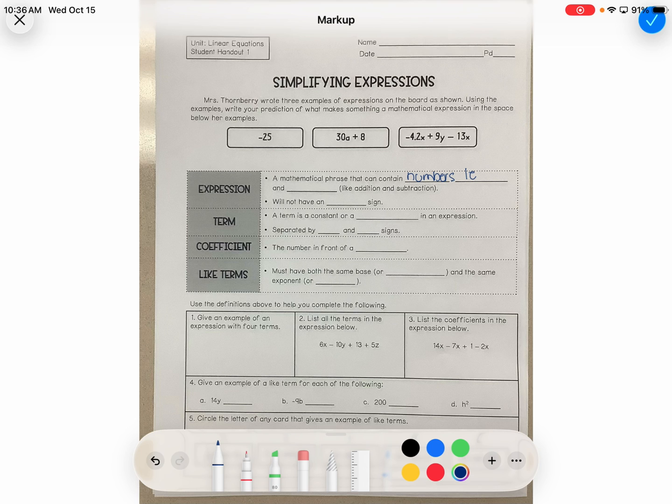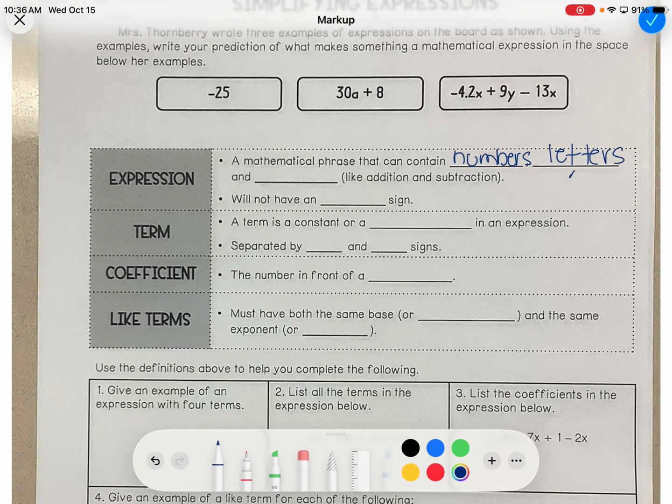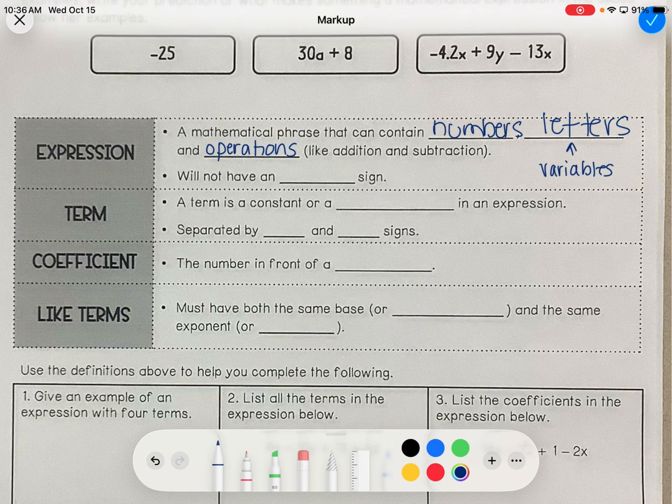letters, which letters we're going to call variables, and operations like addition and subtraction. And the most important thing is that an expression will not have an equal sign. Those are called something else.